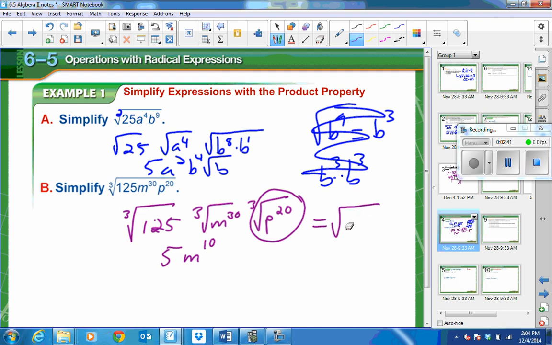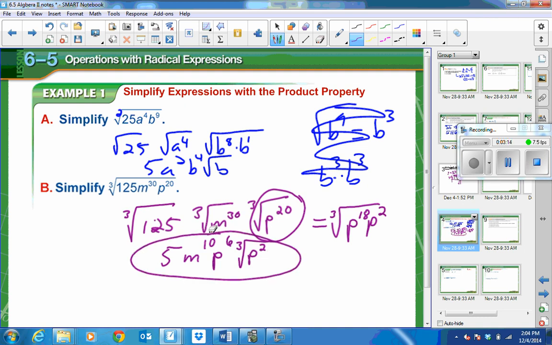So I'm actually going to break p to the 20th down, and I want to go to the nearest multiple of 3 that's less than 20. So I'm going to break down p to the 20th into p to the 18th times p squared, and this is the cube root of that. Well, the cube root of p to the 18th is p to the 6th, and then this p squared that's left in here, it's kind of a loner. It has to stay under the radical because it didn't have another buddy to help it break out. You have to have 3 p's for 1 p to be outside of the radical. So that would be the simplified form.